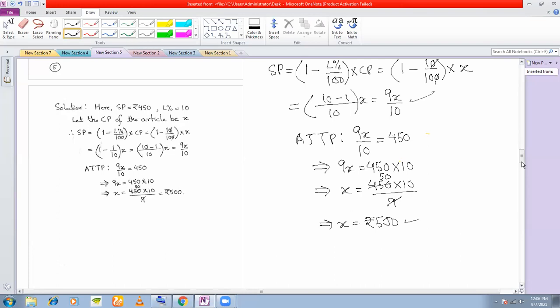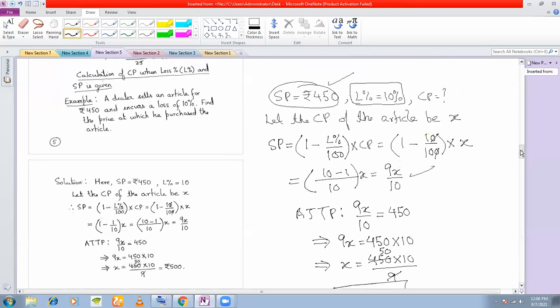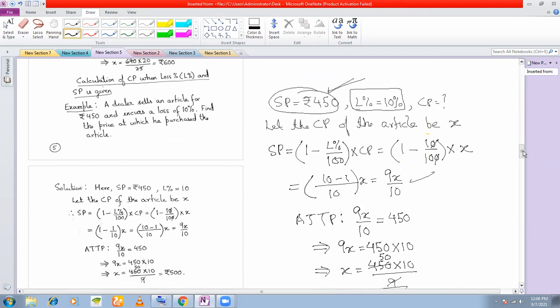So this is his cost price. Now you see, obviously if he is buying for rupees 500, and how much is he selling for? 450. So he's making a loss, definitely. How much loss? Rupees 50 loss.